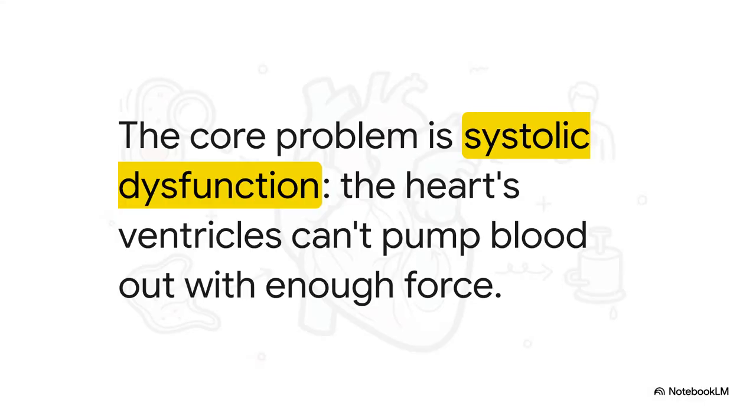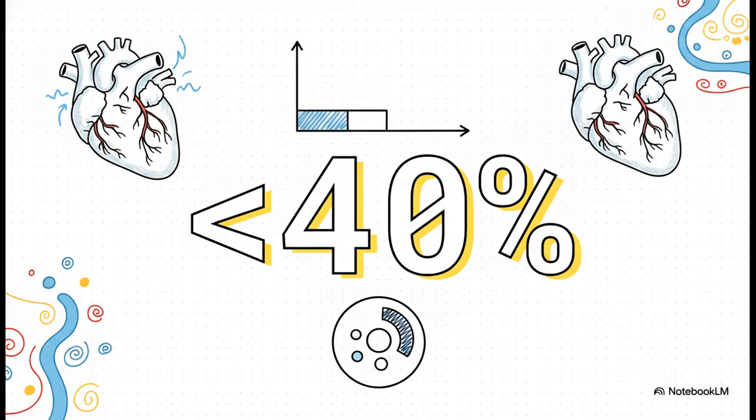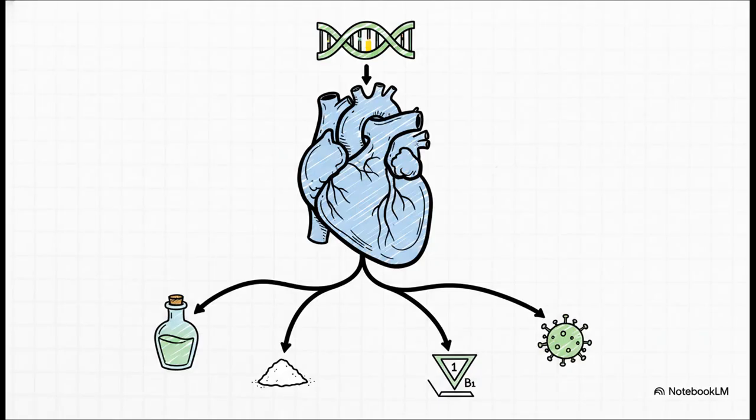It's systolic dysfunction. That means the heart's ventricles, the main pumping chambers, they just can't squeeze hard enough to get the blood out. Clinically, what does that look like? It means an ejection fraction, that's the percentage of blood pushed out with every single beat, of less than 40%, a critical number. Causes? If it's familial, you're looking for that Titin mutation.